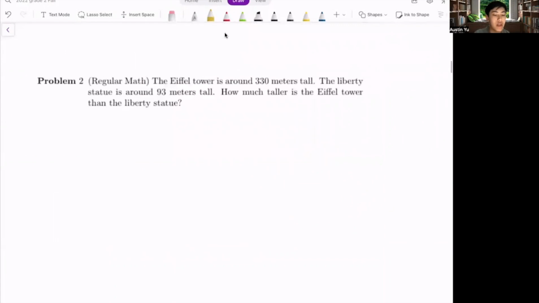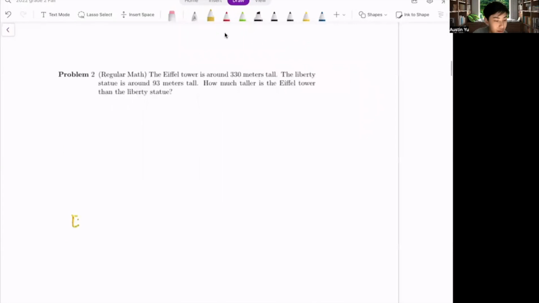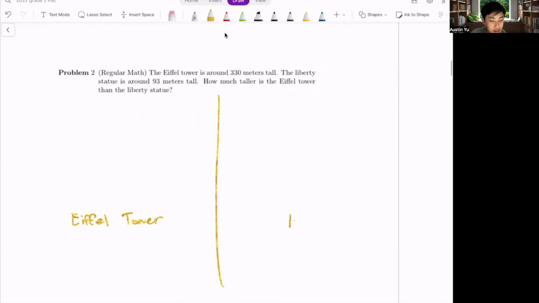Problem 2. The Eiffel Tower is around 330 meters tall. The Liberty statue is around 93 meters tall. How much taller is the Eiffel Tower than the Liberty statue? Let's label the Eiffel Tower, and the Liberty Tower, or in this case, Liberty statue.